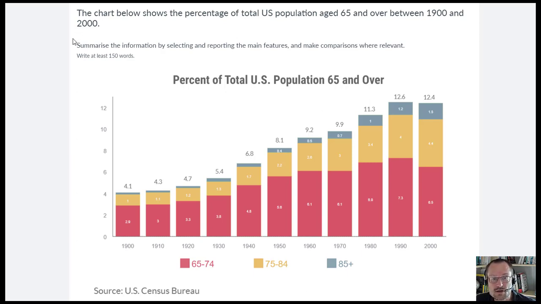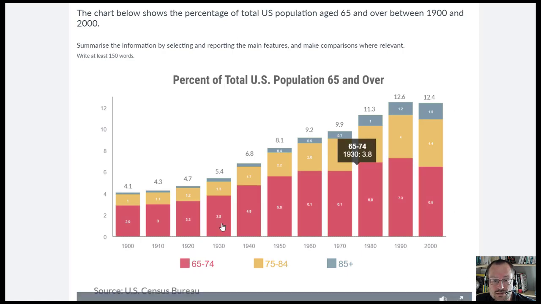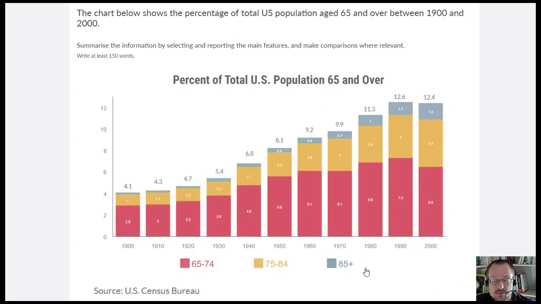Now, IELTS wants us to summarize the information by selecting and reporting the main features and to make comparisons where relevant. So let's have a look what's in here. We've got the heading. It says percent of total U.S. population 65 and over. And then below here, we notice we've got a legend. We've got three groups, 65 to 74-year-olds, 75 to 84-year-olds, and 85-plus-year-olds. So our 65 and over population has been subdivided into three age groups.